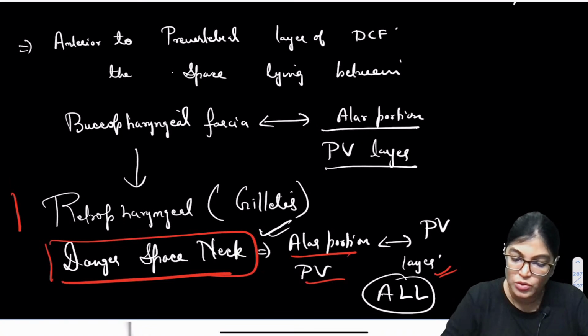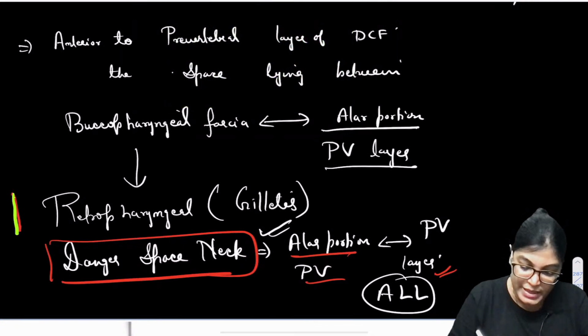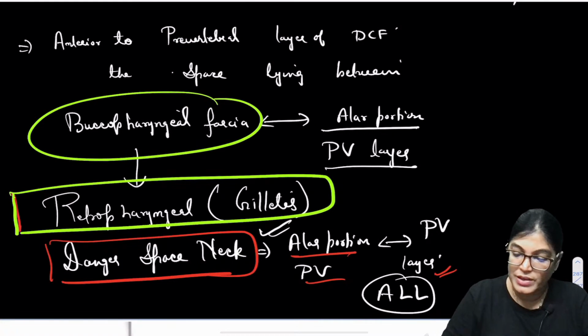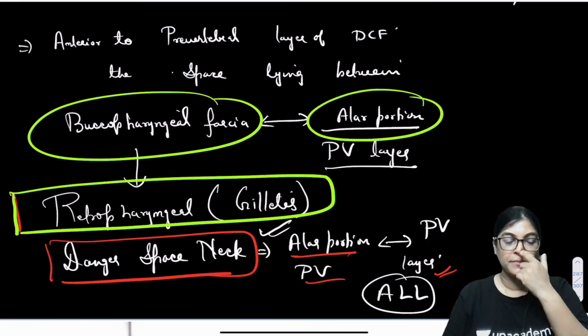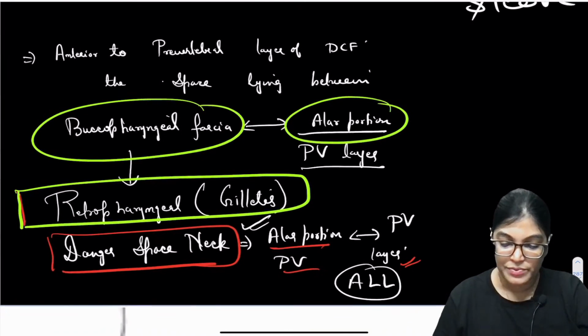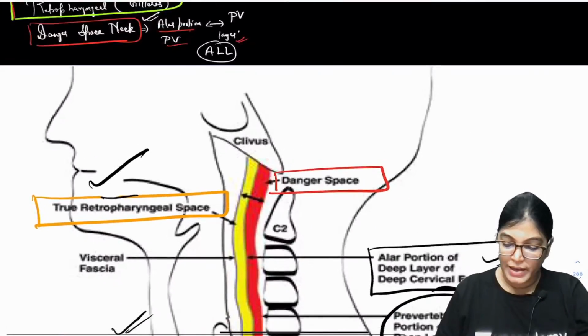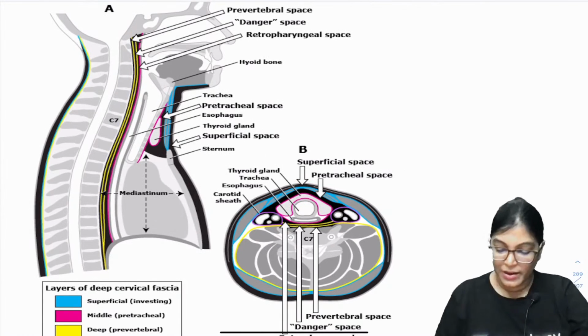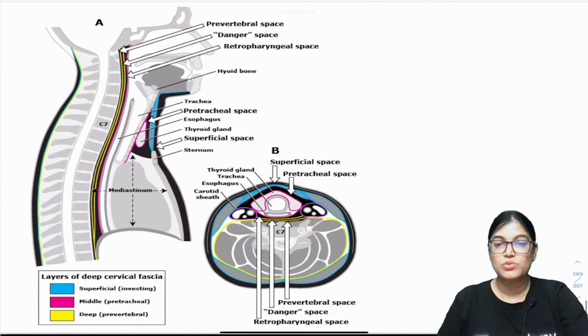of the neck. Anterior to the danger space of the neck lies the retropharyngeal space, between the buccopharyngeal fascia and the alar portion of the prevertebral layer. Got it? Is this clear to you? This is important for you to know the differentiation. Now next I just want you to describe the carotid sheath. Before that I just want to show this diagram.